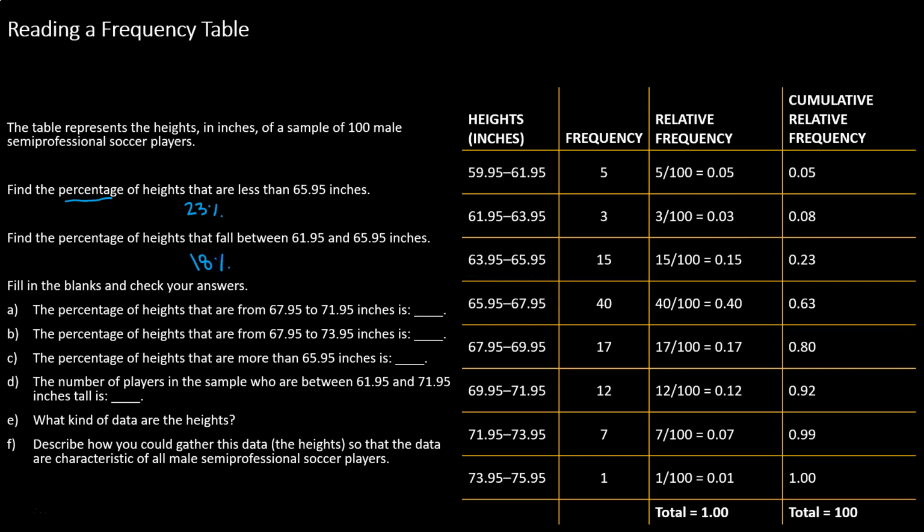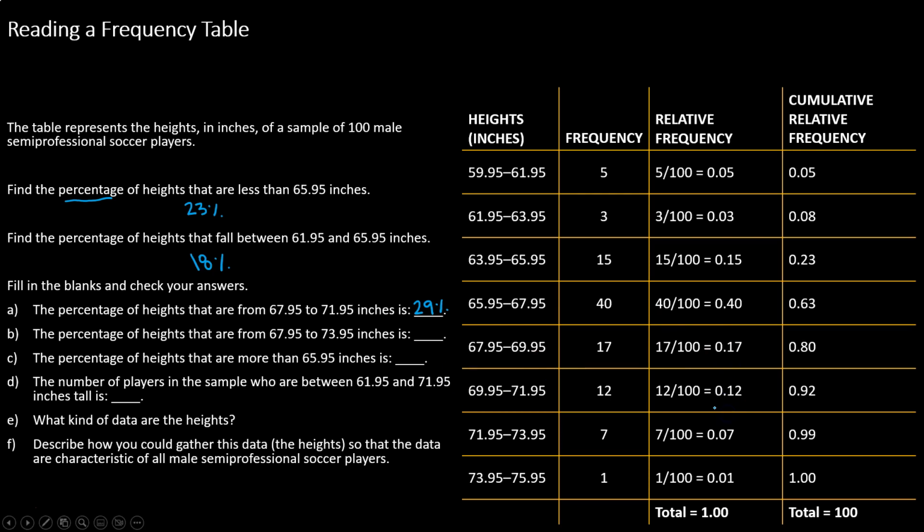Let's do a few more. Let's find the percentage of heights that are from 67.95 to 71.95. So 67.95 to 71.95 includes these 2 rows. We'll just add together the 0.17 and the 0.12 to get 0.29 or 29%.